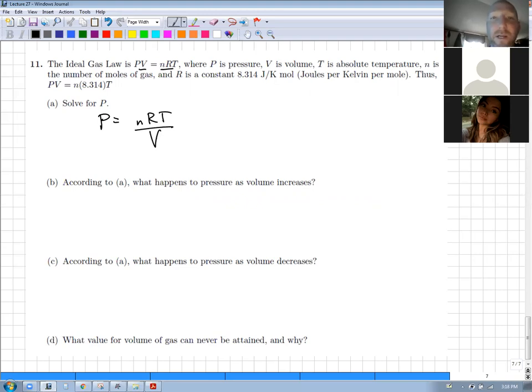According to a, what happens to pressure as volume increases? Well, if the bottom of the fraction goes to infinity, then the whole thing goes to 0, right?